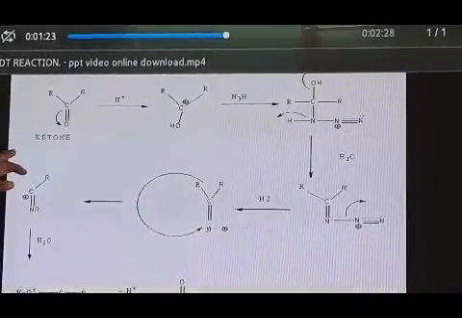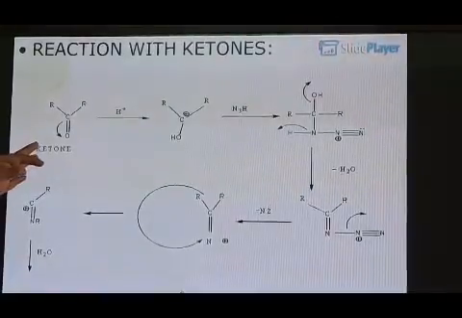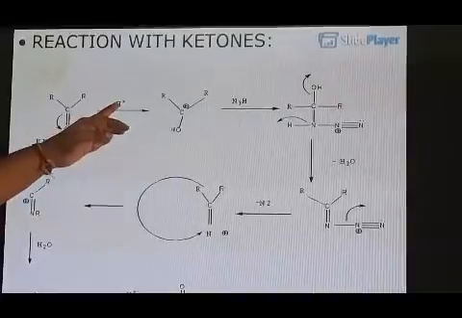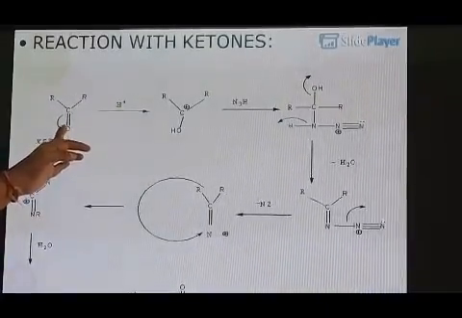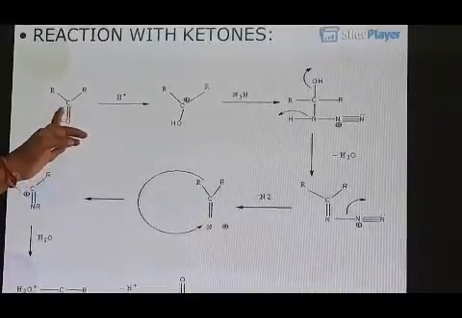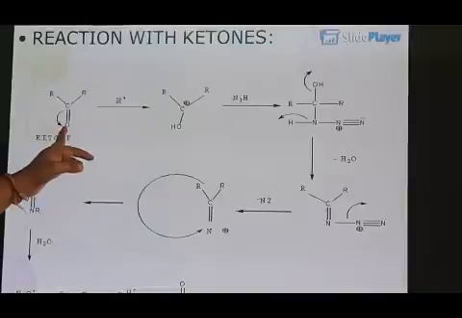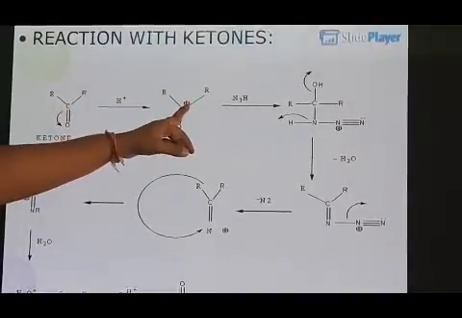See the mechanism. Reactions with ketones. When the ketone is in the presence of acid, what happened? This H plus ion attacks the oxygen. Why? Oxygen is a highly electronegative atom. It can readily give electrons to the hydrogen. They can form OH by taking electrons from carbon, and carbon gets the positive charge.